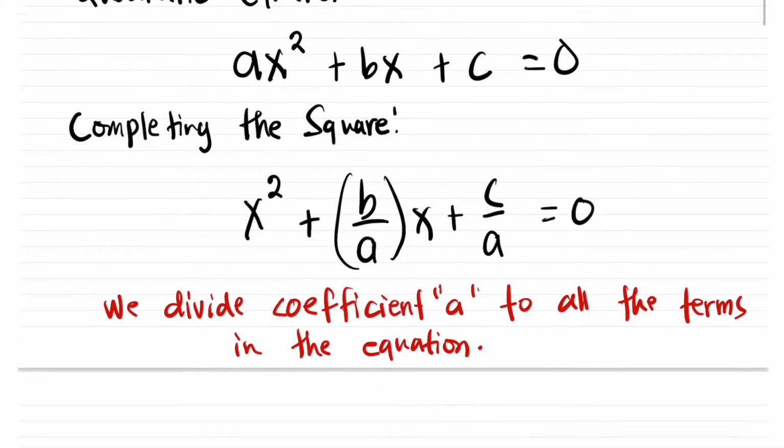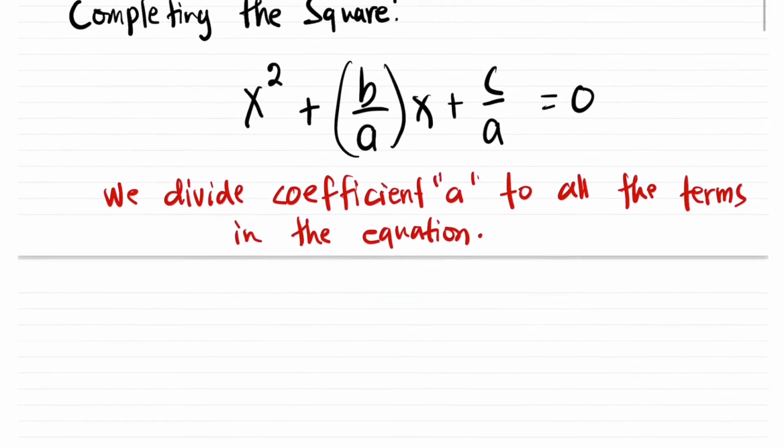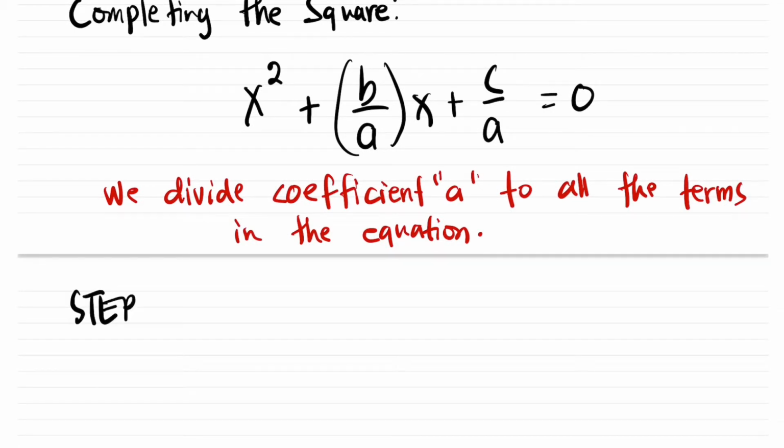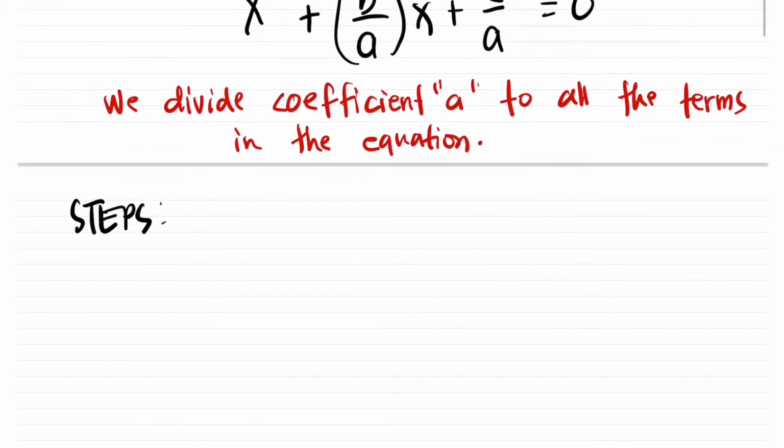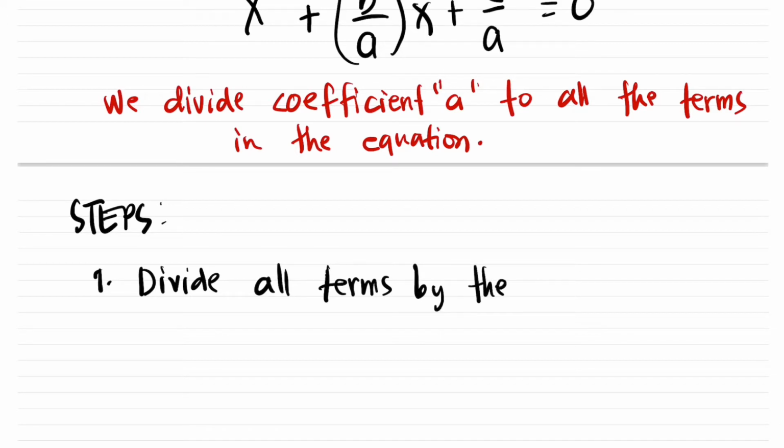Now to do that, we will follow certain steps. Alright, here are the steps. I'm going to share it with you. Okay, number 1, divide all terms by the coefficient of x squared.